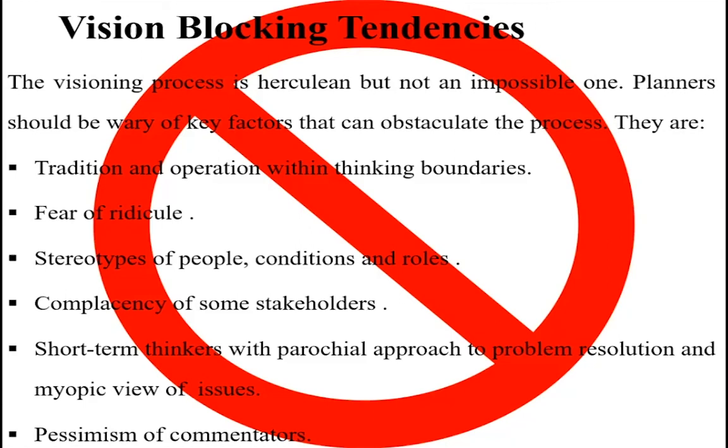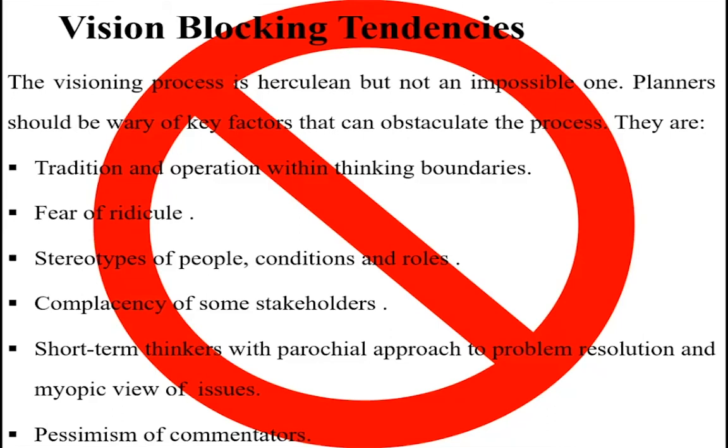First, tradition and operation within the thinking boundaries. Some people are tradition bound. You want to set a target, productivity targets in various sectors, in manufacturing, in agriculture. You want to set the target. So they say no, it's unachievable. There'll be critics. Then fear of ridicule.